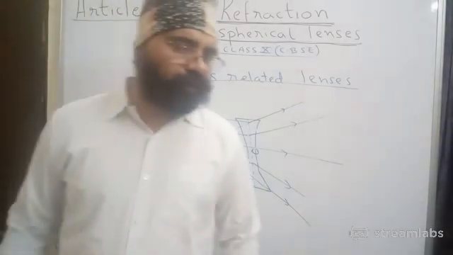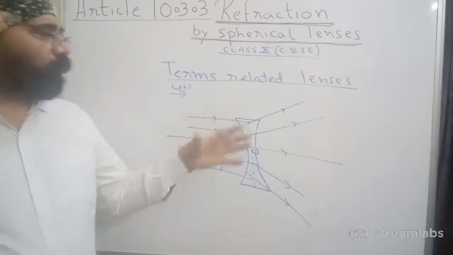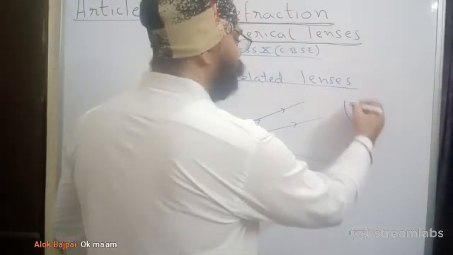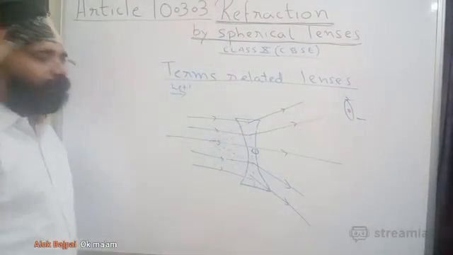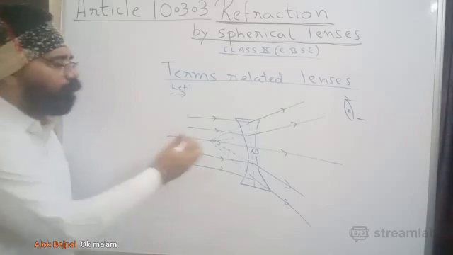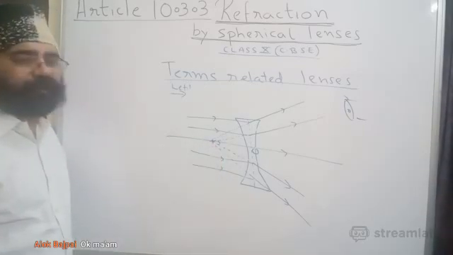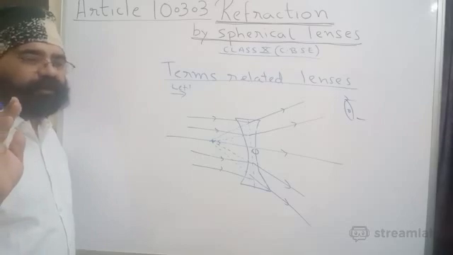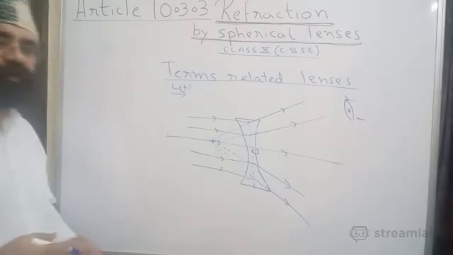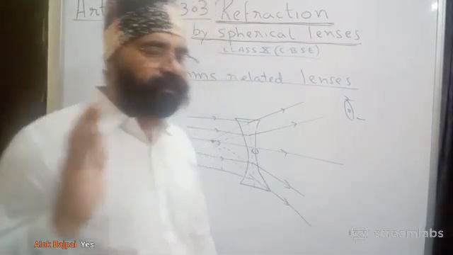Okay, so I extend them backwards. And if I look from this side, then to me it will appear that the rays are coming from a point on the principal axis. Got it? While defining a focus, you always have to write a point on the principal axis. It appears to come from the focus.